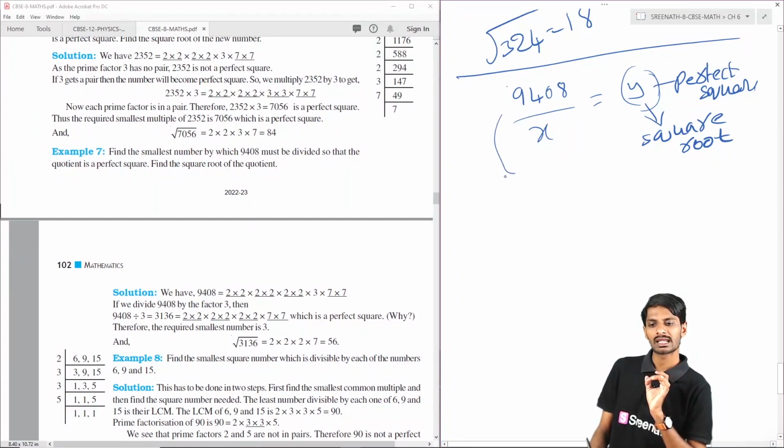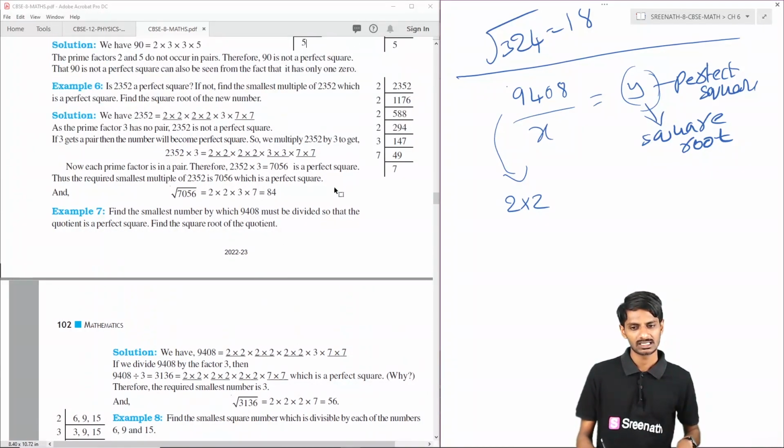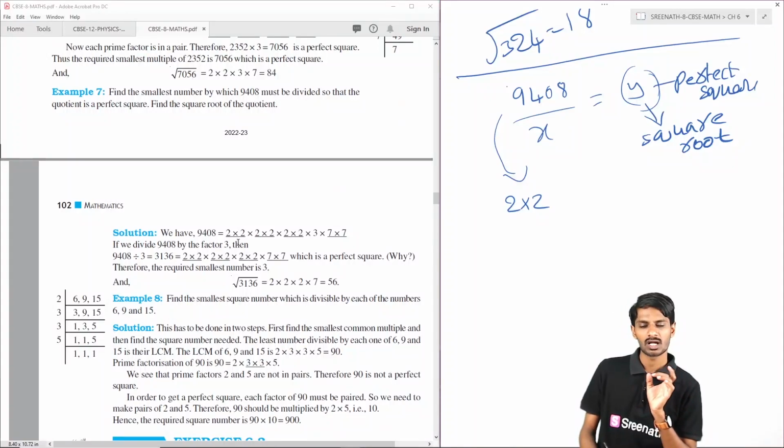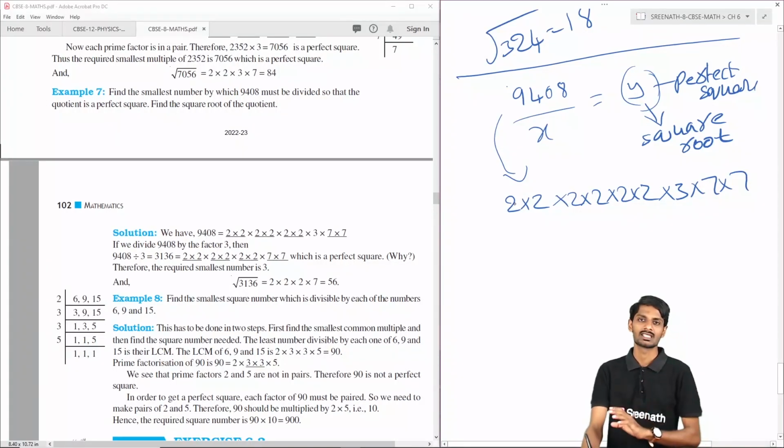So first we will find the prime factorization of this. If you do it like this, you will get 2 into 2 into, here it is. If you want, you can do it on your own, but due to lack of time I am completing this. So 2 into 2 and 2 into 2 and 2 into 2 and 3 into 7 into 7. So this is the prime factorization.